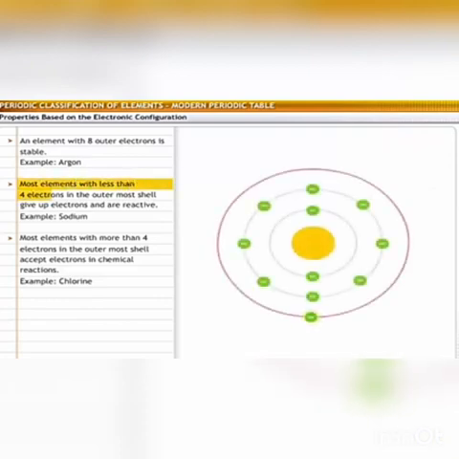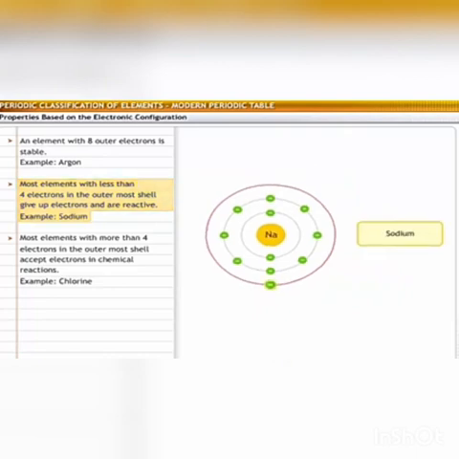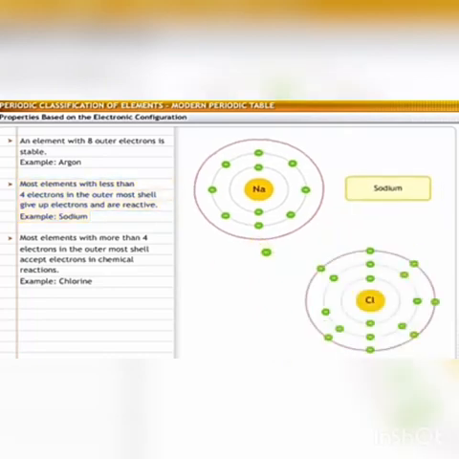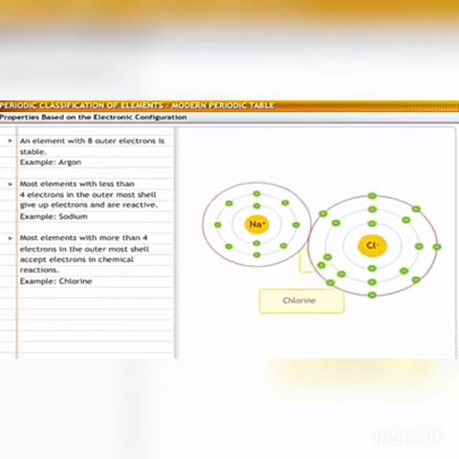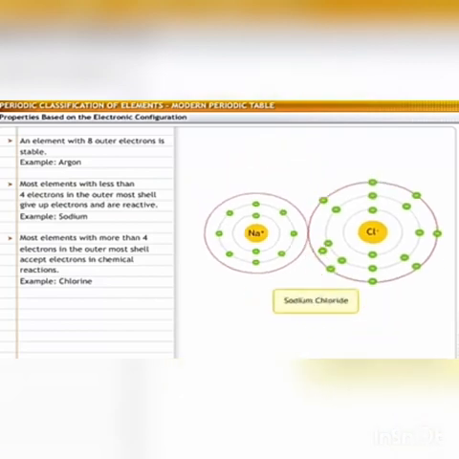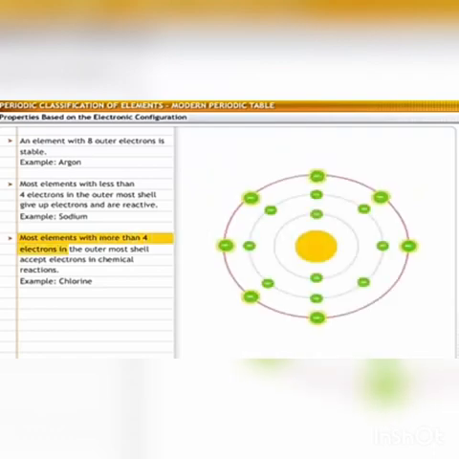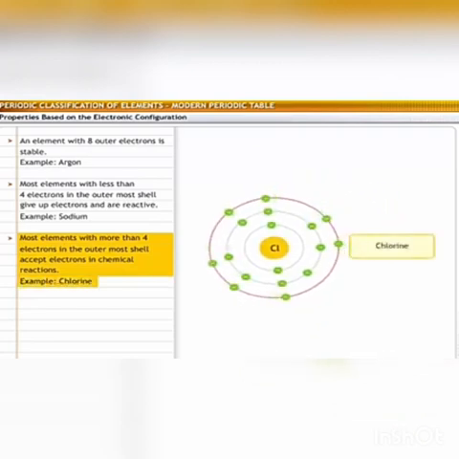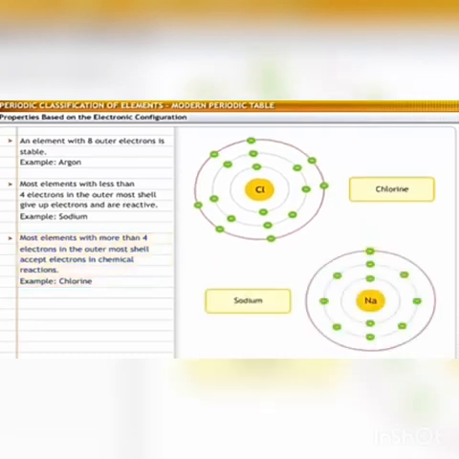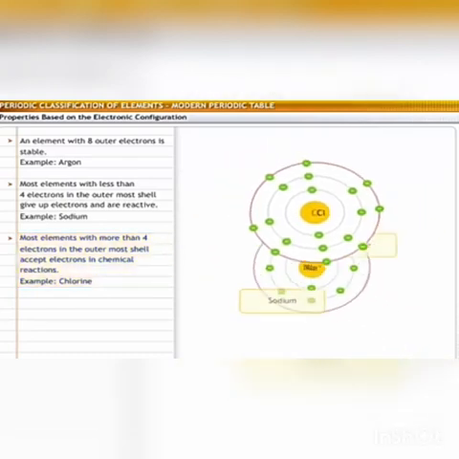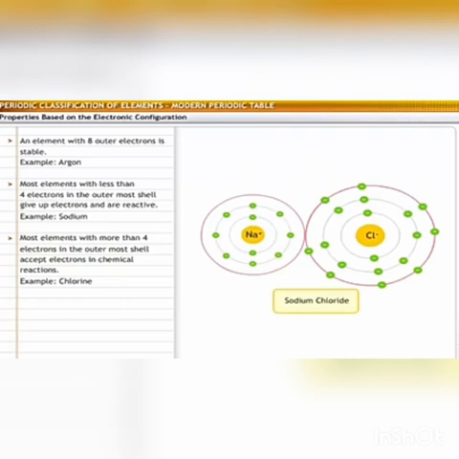However, if the outer shell has less than 4 electrons, the elements are reactive and give up electrons in chemical reactions. For example, sodium has 1 electron in the valence shell. It gives 1 electron to chlorine to form sodium chloride. If the outer shell has more than 4 electrons, the elements normally accept electrons in chemical reactions. For example, chlorine has 7 valence electrons. It accepts 1 electron from sodium to form sodium chloride or common salt.